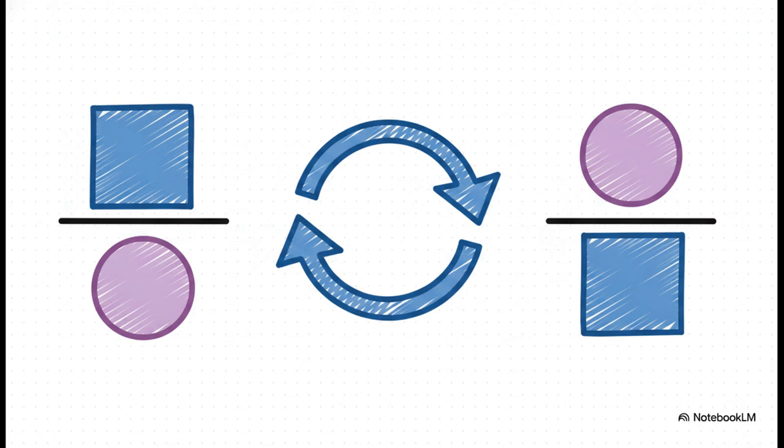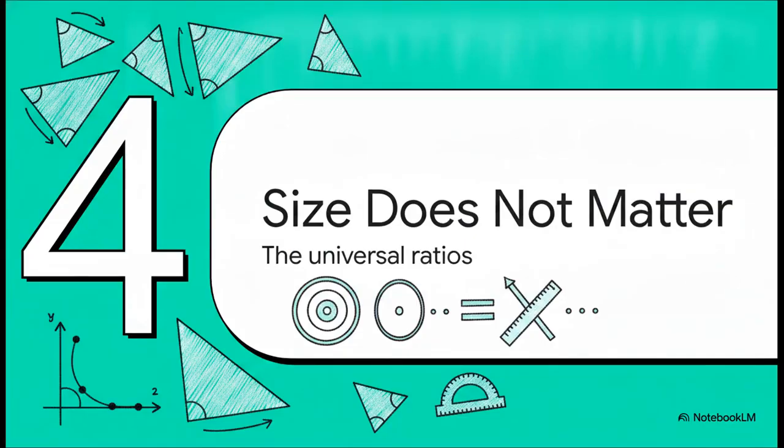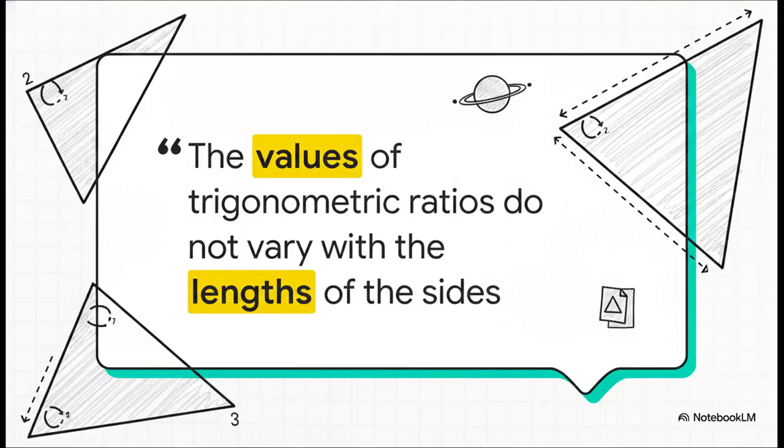Cotangent is tangent flipped. Seriously, if you know the first 3, you automatically know all 6. Which leads us perfectly into section 4, size does not matter. The universal ratios. Now, this is the part that usually blows people's minds.